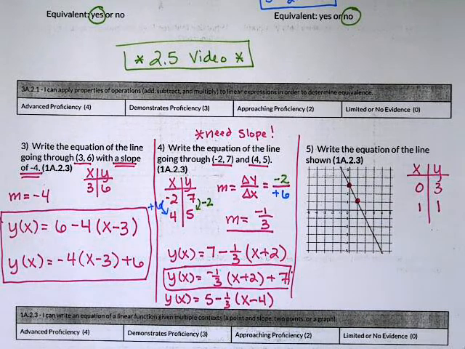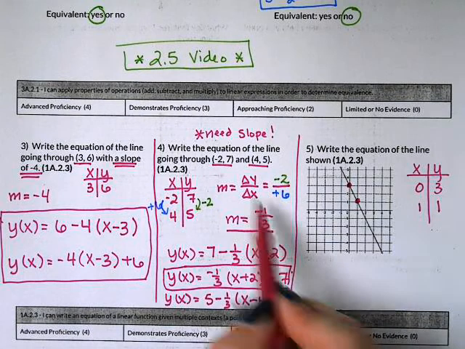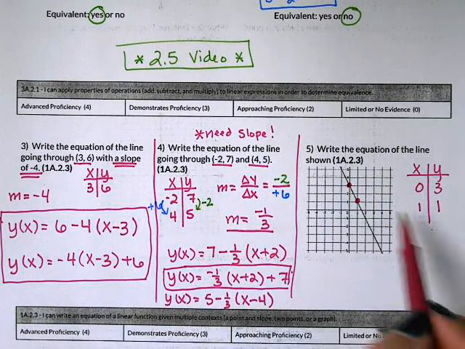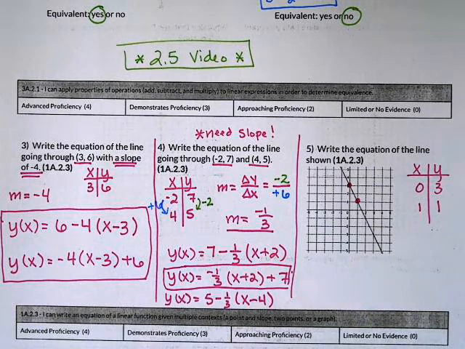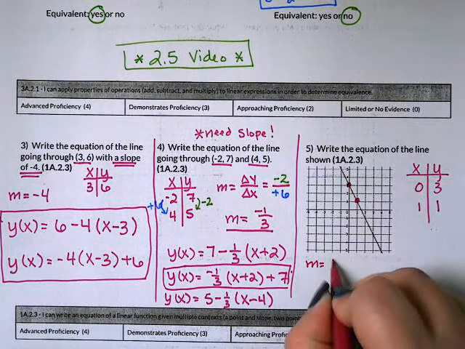Now I have 2 options for finding my slope. I could do the change in y over the change in x from my table, just like I did in question 4, or I could do the rise over the run from my graph. So I'm going to do rise over run.